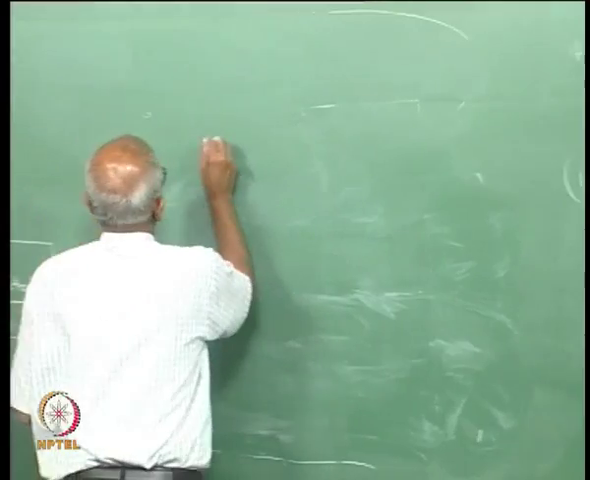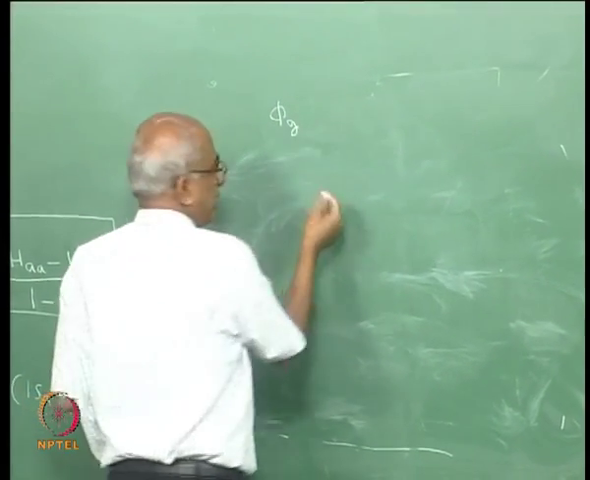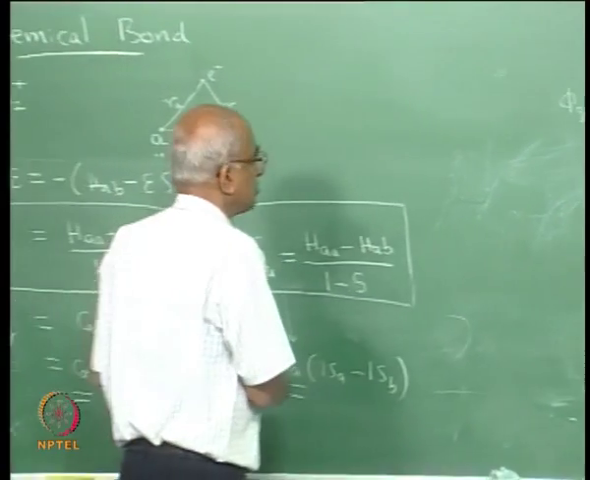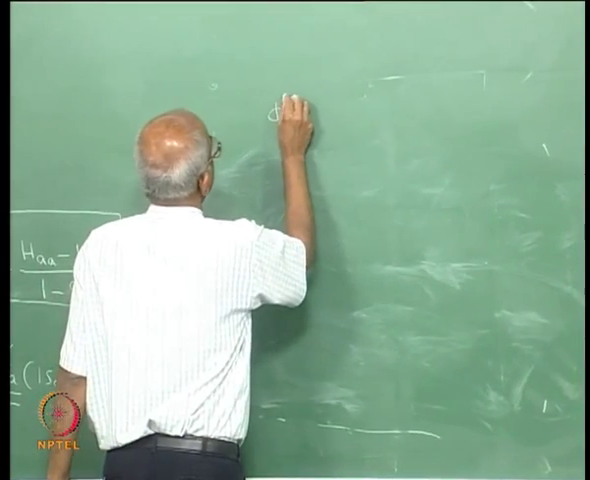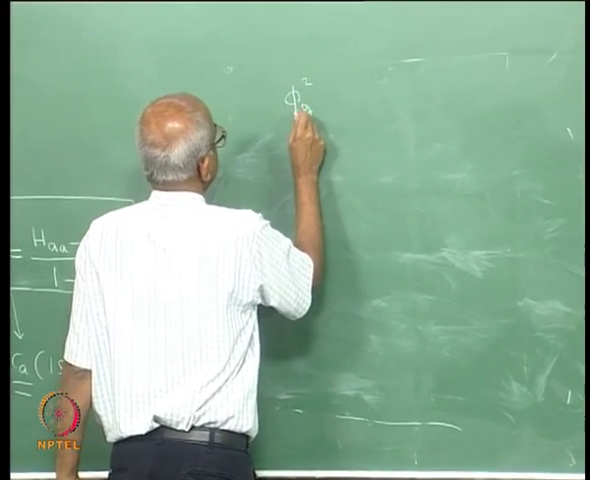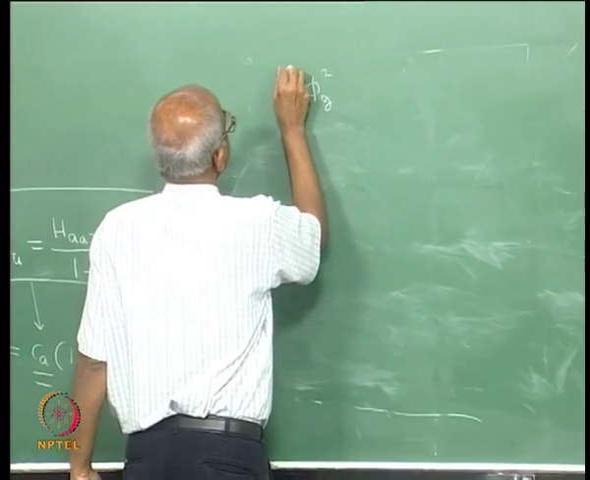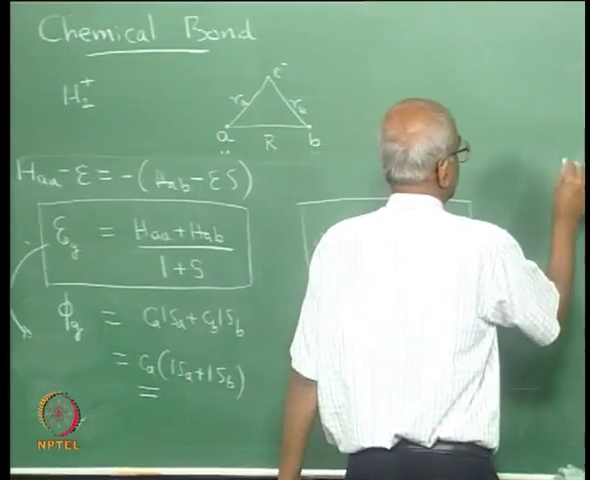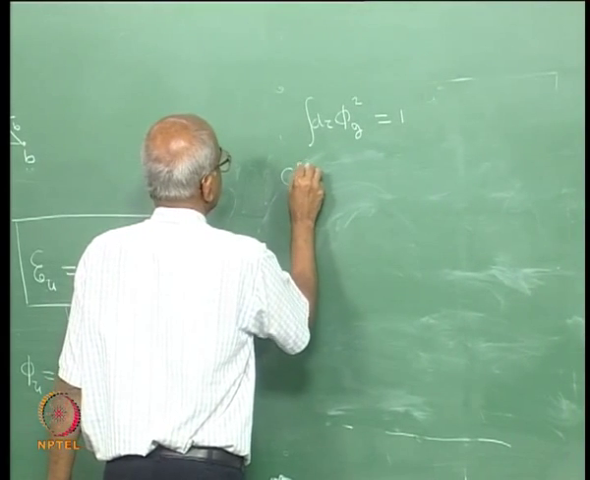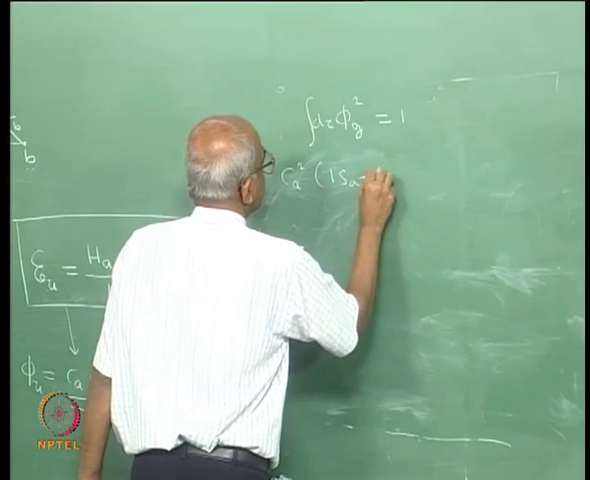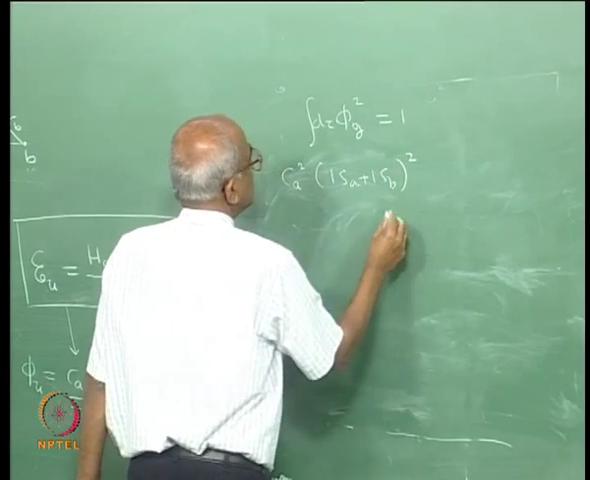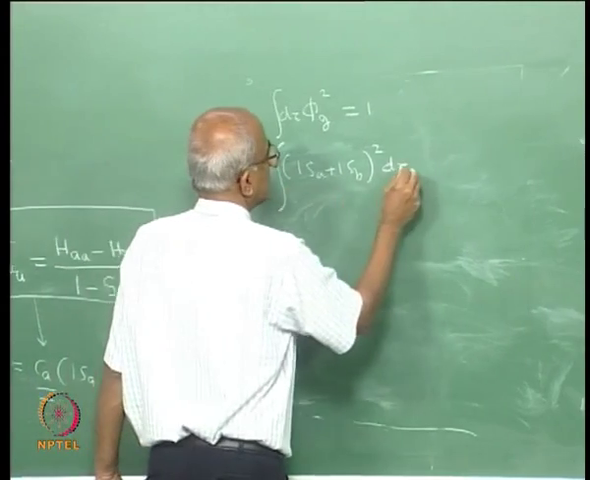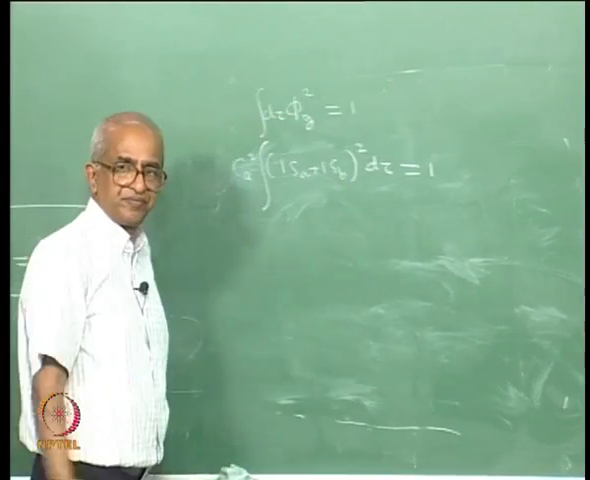Well, what I am saying is that take phi g, multiply it by its own complex conjugate and integrate over the entire space, but here it is not necessary to worry about complex conjugation because everything is real. So, you just take phi g, square it, integrate over the entire space, the answer must be 1. So, if this is your phi g, what will happen is that I would have C A square times the integral of (1s A plus 1s B) the whole square d tau over the entire space. C A is just a constant. So, this must be equal to 1.